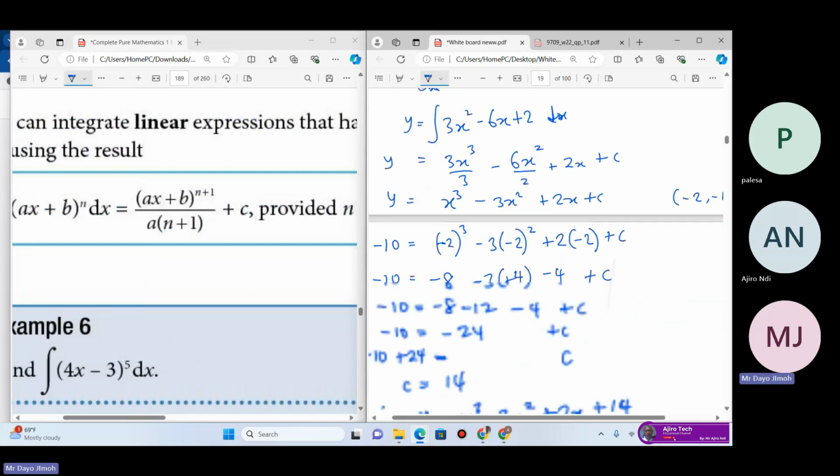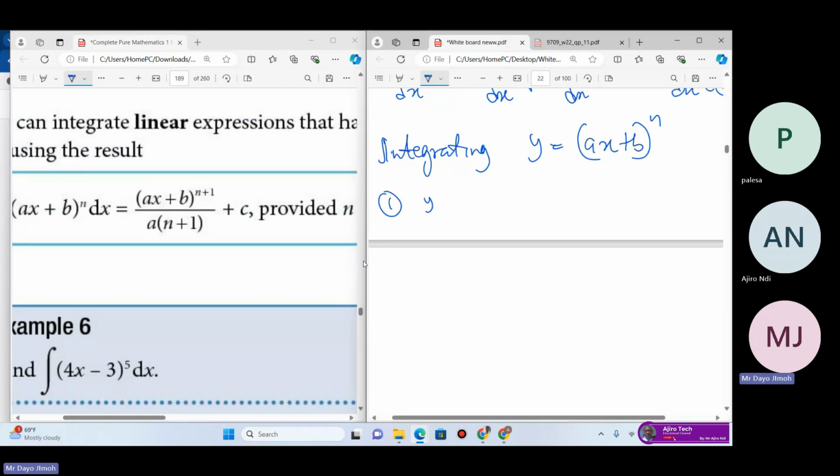Now, if you have y equal to (4x minus 3) raised to power 5, and you want to integrate it, you can let u equal to 4x minus 3. Okay? Let me write that here.